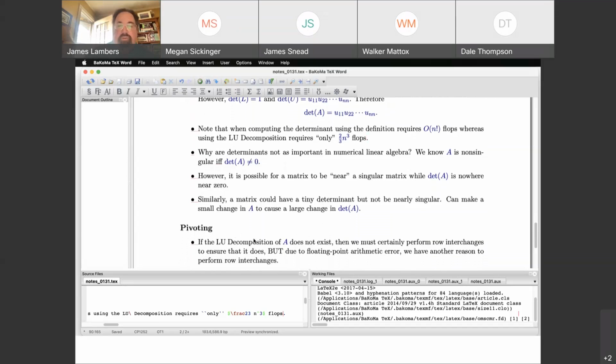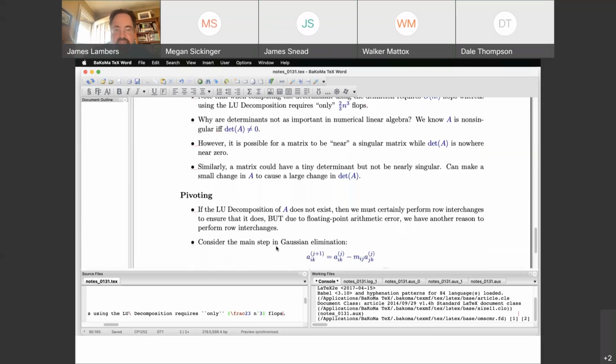Pivoting simply refers to interchanges, mostly of rows, but column interchanges can also be called for. Now, I've described a situation where it's absolutely necessary to carry out row interchanges, but it turns out that's not the only reason for such interchanges. Again, in a numerical setting. So this is another contrast with what you would have seen in another linear algebra course.